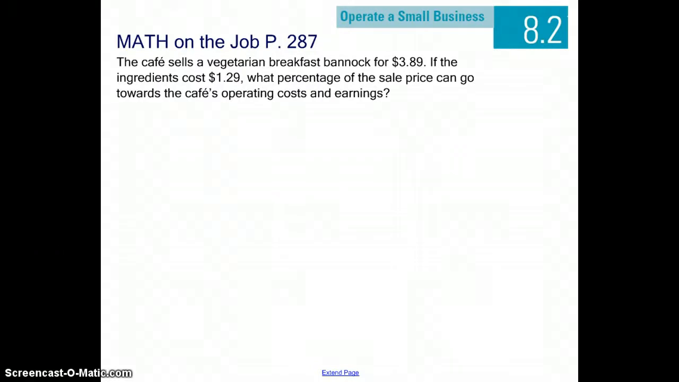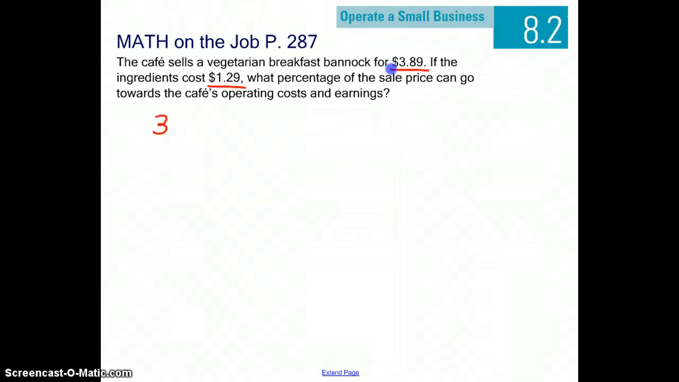Welcome to Workplace 30. We are starting on section 8.2 today with math on the job on page 287. Here we have a cafe that sells a vegetarian breakfast bannock for $3.89. The ingredients though cost $1.29. So what percentage can actually be used to go towards the operating cost of the cafe?